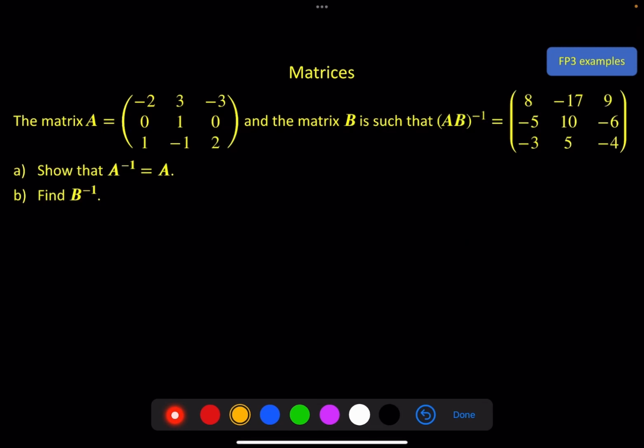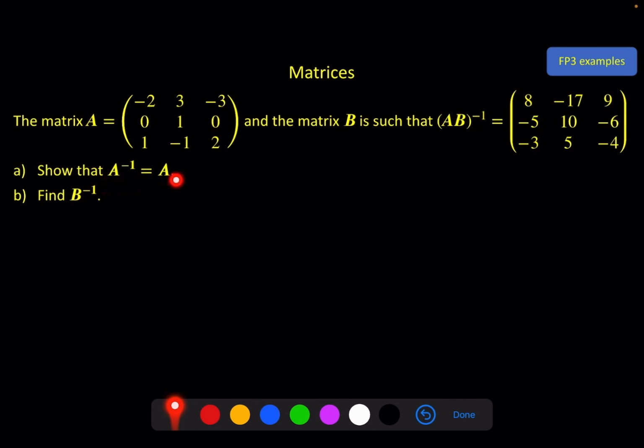Okay, our final example. The matrix A equals this, and the matrix B is such that the inverse of A times B is this. Show that the inverse of A is equal to A. Okay, an important point here in this example is that if you can do this without actually finding the inverse of A, then that's probably a good way to do it. Because finding the actual inverse of A is a long process, as we've seen in this video.